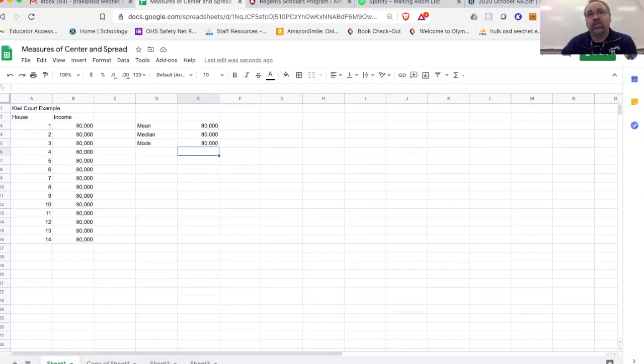Now, I get this question a lot. Which one's the best one? Okay, well, I usually give my standard statistics answer, which is that it depends. Okay, what's it depend on? Well, it depends on what the data looks like. I mean, here in this case, it doesn't really matter which one you give, they all give the same answer.